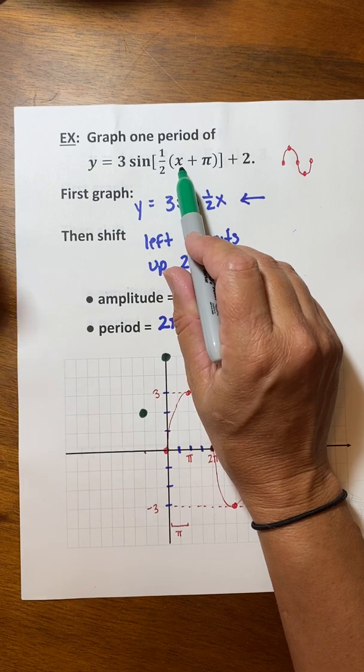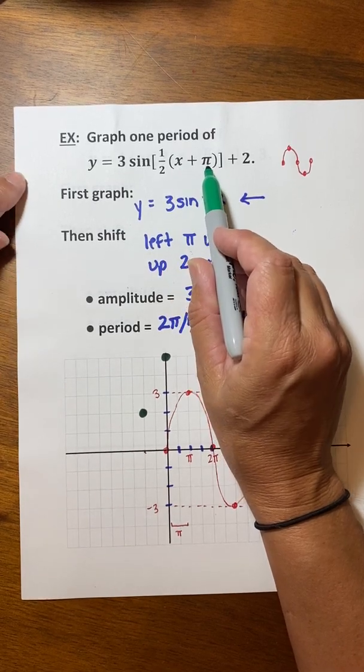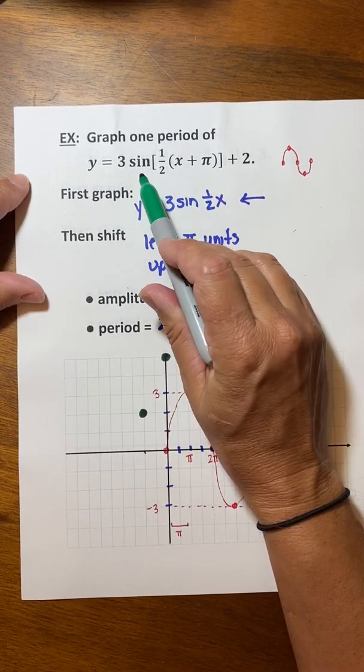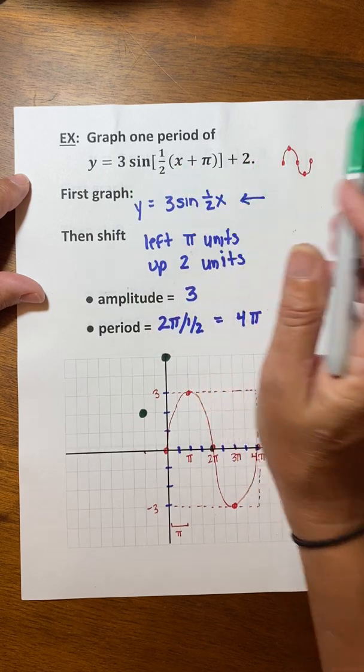We could plug this in, and if we put 0 in here, 0 plus pi is pi. 1/2 pi is pi over 2. Sine of pi over 2 is 1. 3 times 1 plus 2 is 5.